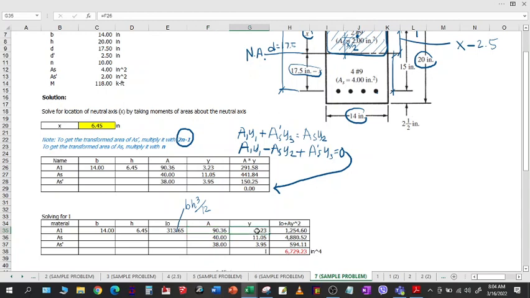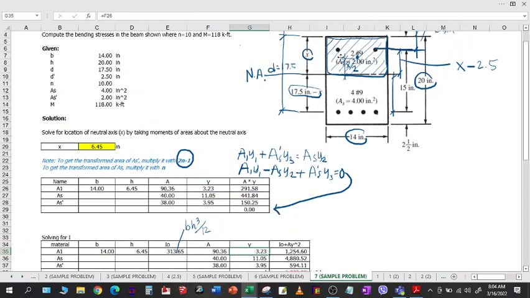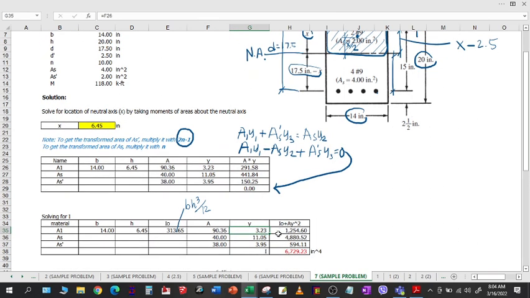And our Y is X over 2, as you can see here. And then this one is found out already here, so we can just refer to this cell. Then IO plus AY squared. Okay? Because when you solve for I, that will be the summation of all the IOs for all the sections, whether steel, concrete, then area times D or Y squared. Okay? So like that. So we are going to sum up all of the IO plus AD squared.